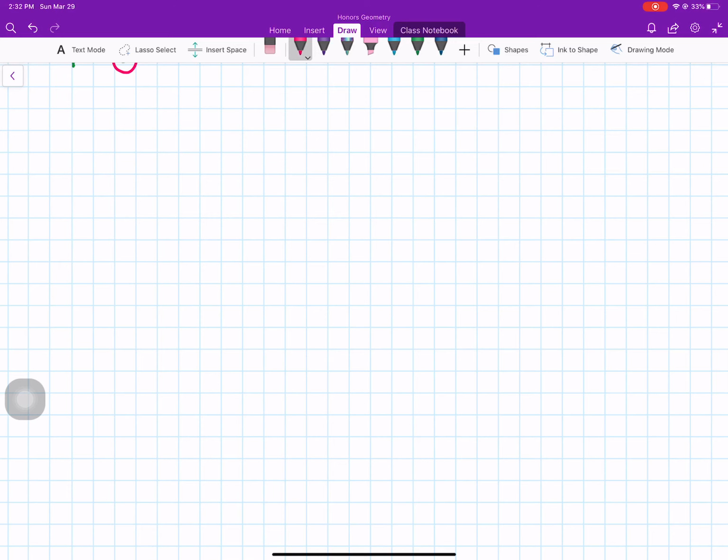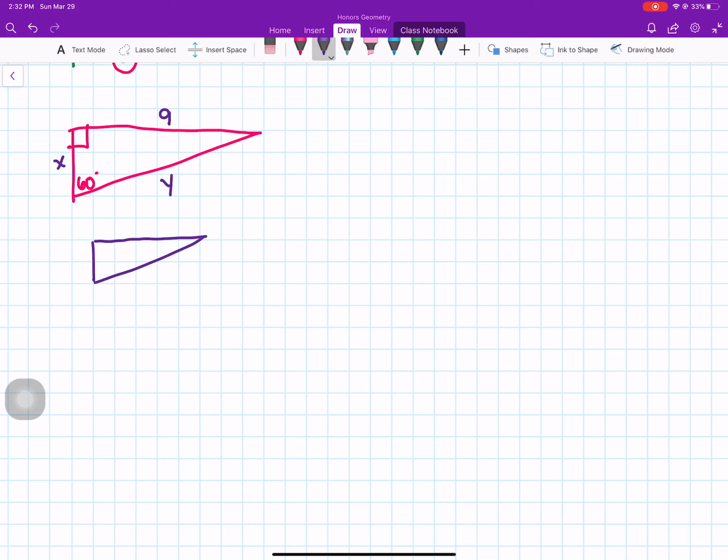Let's do one more together, and then we'll call it quits. As long as you know your 30, 60, 90 triangle, and you set up the proper proportion, these are going to go very simply for you. Let's say that this side is 9, and this is x, and this is y. So I have the proportion, and again, take the time to draw your 30, 60, 90 in the same direction that your current triangle is.